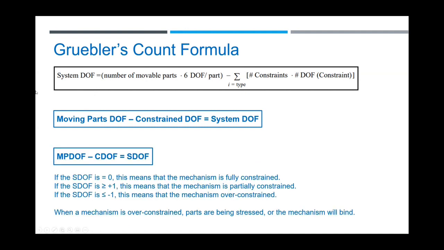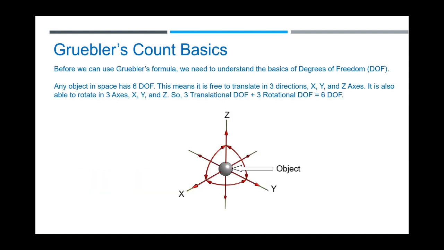You get basically 3 answers. If you get a 0, that means the mechanism is fully constrained. If you get a positive 1 or more, that means you have freedom of movement in your mechanism. And if you have -1 or less, then your parts are over-constrained, there's stress, and your mechanism will bind.